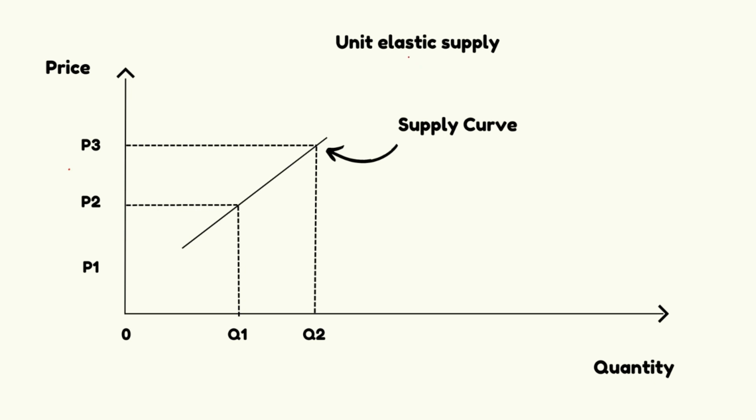This is the supply curve for unit elastic supply. This is where the percentage change of price is the same as the percentage change of supply quantity. In this situation, the price elasticity of supply is equal to positive 1.